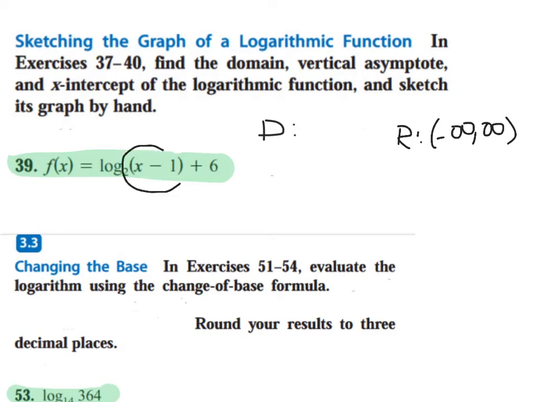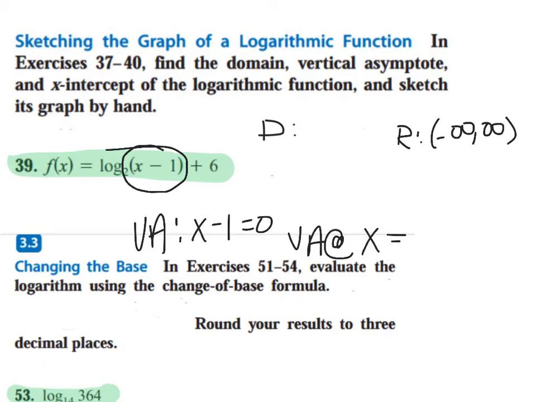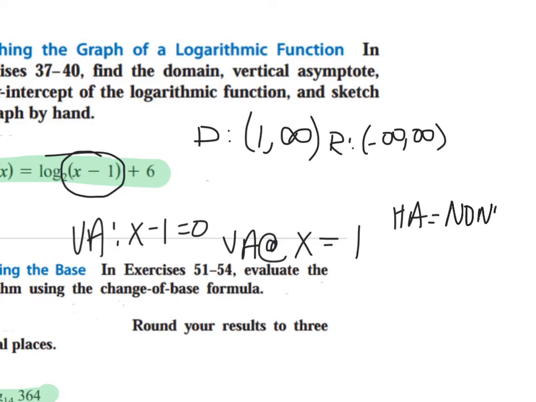I take whatever is here. That's going to give me my vertical asymptote. Remember? We said equal to 0. X minus 1 equals 0. So you have a vertical asymptote at x equals what? Positive 1. So that means your domain goes from positive 1 to where? Infinity. Good. Is there a horizontal asymptote? Nope. Where does this move? Up how much? 6. Good. Up 6. Okay. Got to think about that.